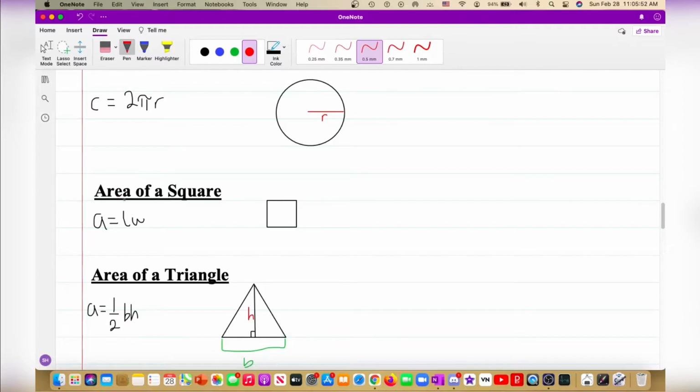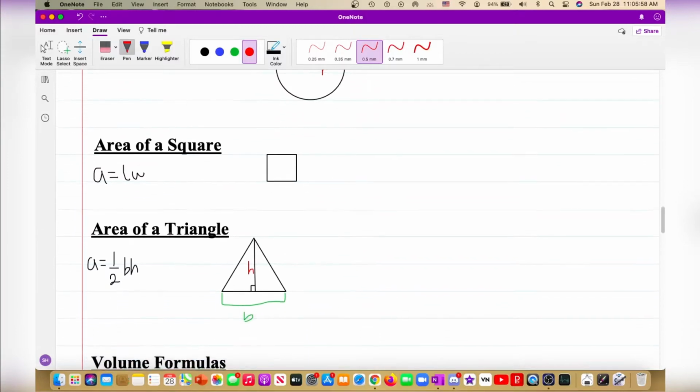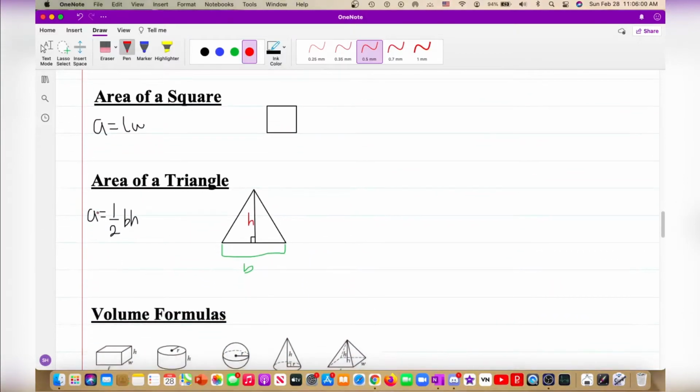Okay, pretty standard. Area of a square or rectangle, length times width, or for a square it's length times length. Area of a triangle, A equals 1/2 BH. Although all these formulas are given, again, I'm really stressing the fact that you should memorize these, or at least try to memorize them.